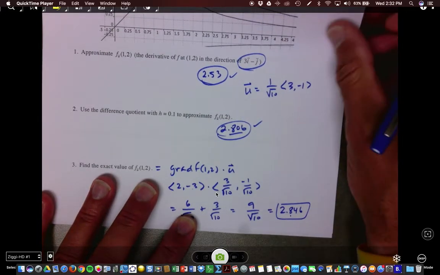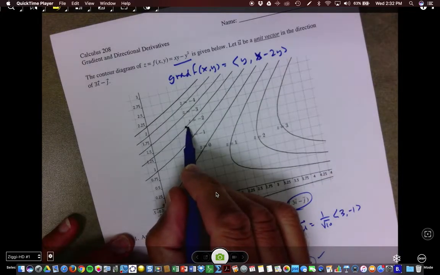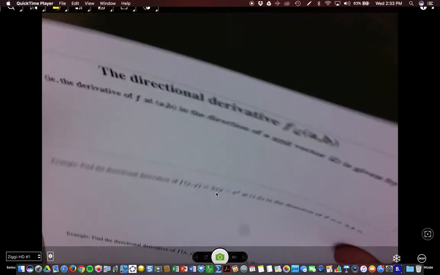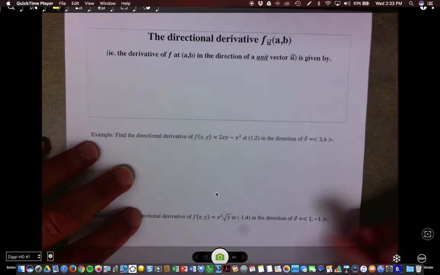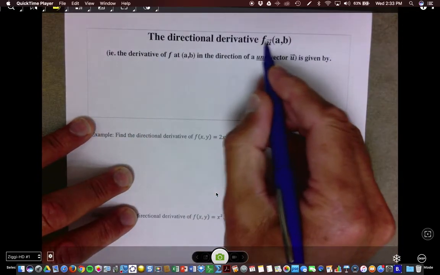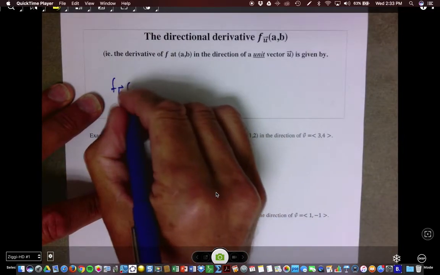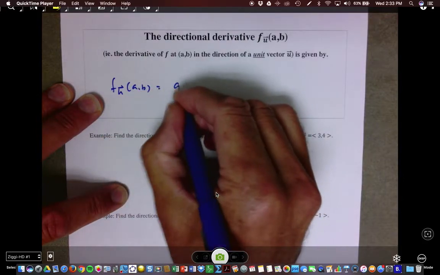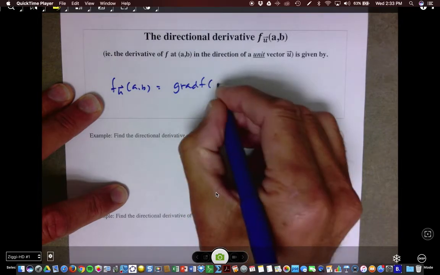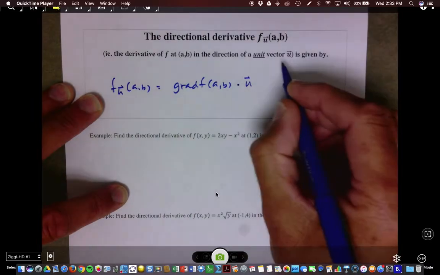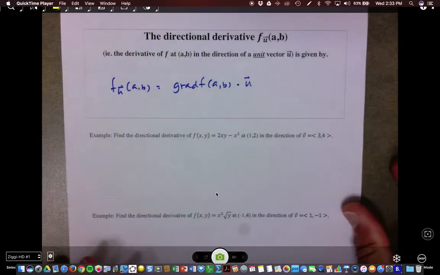All right, so what that tells me is that as I move in the direction of (3, -1), I'm going to be going uphill at this rate. Okay? All right, so I've got a couple more examples that I want to do on the second page of this. But first of all, let's put down here the directional derivative of f in the direction of u at the point (a, b) is equal to the gradient of f at the point (a, b) dotted with a unit vector in the direction that I want to travel.